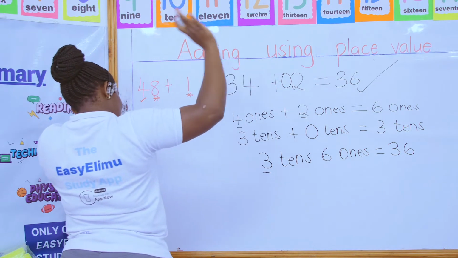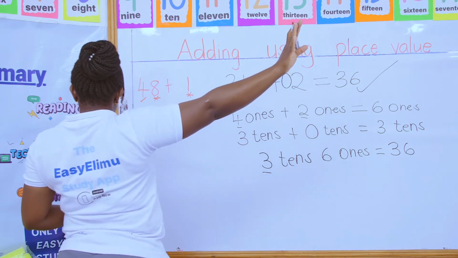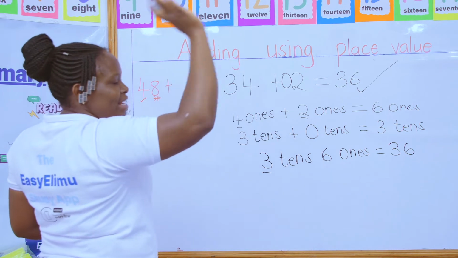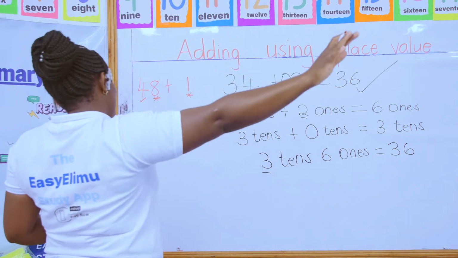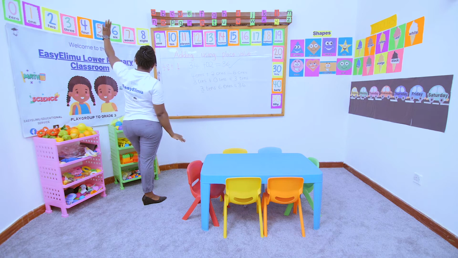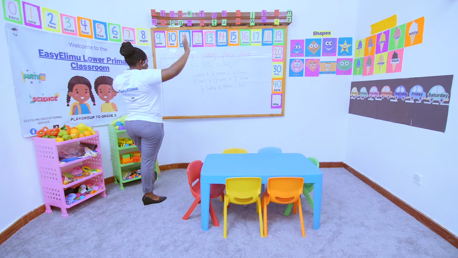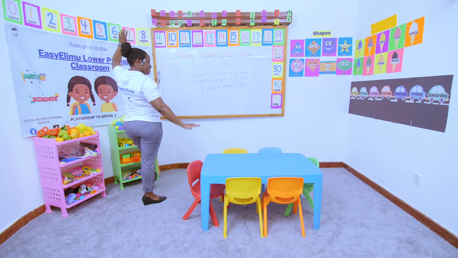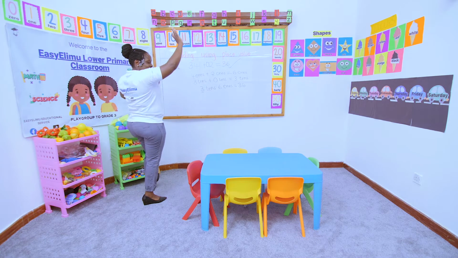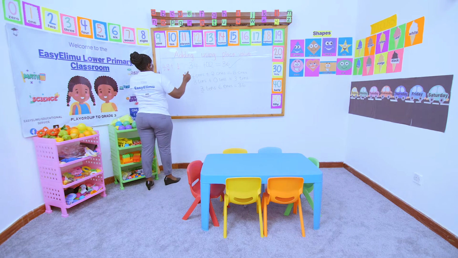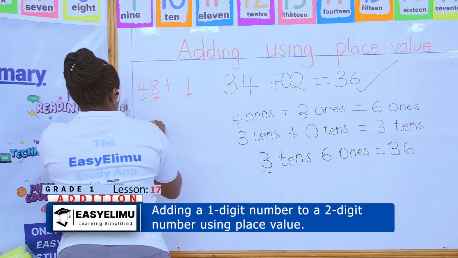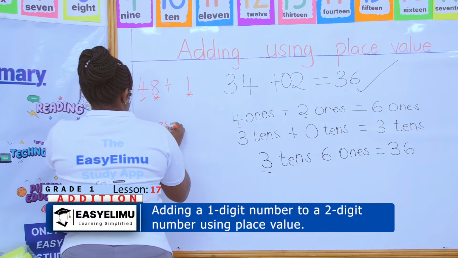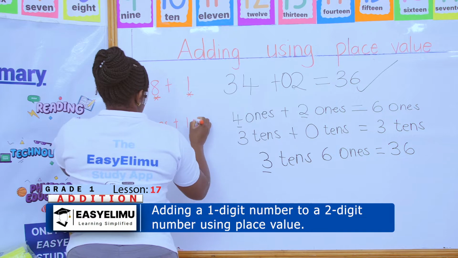Ones are on this side. Which hand is this? Class, which hand is this? This is the right hand. So our ones are always on the right hands. And then our tens are always on the left hand. Ones, tens. Ones, tens. So we will say 8 ones plus 1 ones.